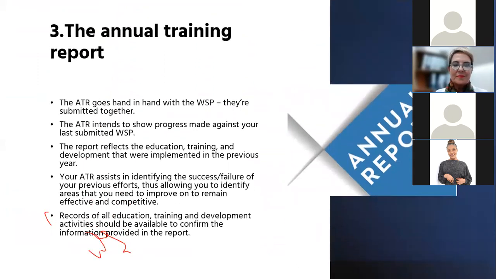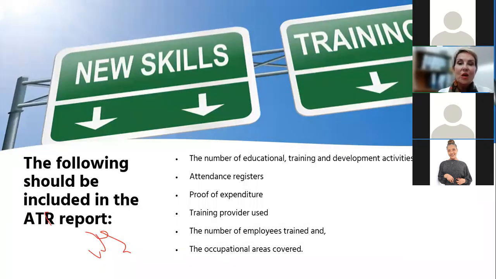When we look at this, I still sometimes wonder how a business has not yet come on board to actually submit workplace skills plans and annual training reports. So as I've mentioned, the annual training report needs to be submitted with your WSP, and the annual training report is where we report on the previous WSPs, what we've implemented. So, and what the information that you need to submit, and again, I'm reminding you, collate this information beforehand.